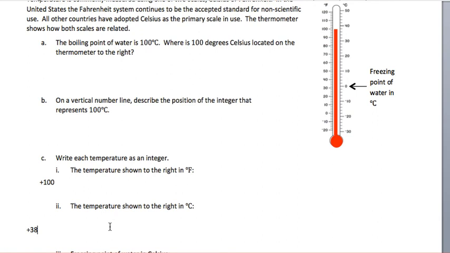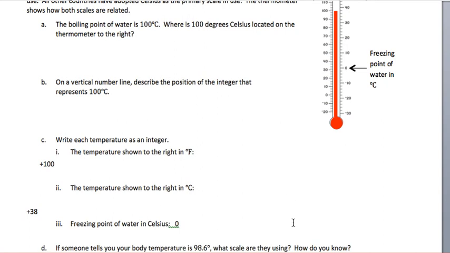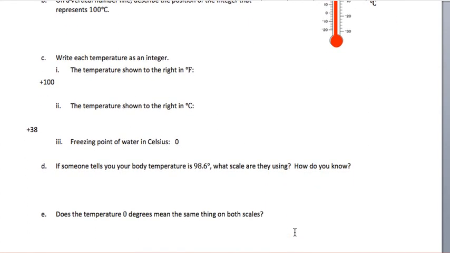Next question, the freezing point of water in Celsius. Freezing point of water in Celsius, as they indicate here, is 0 degrees. And 0 is neither positive nor negative. And then question D, if someone tells you your body temperature is 98.6 degrees, what scale are they using? That would be the Fahrenheit scale.